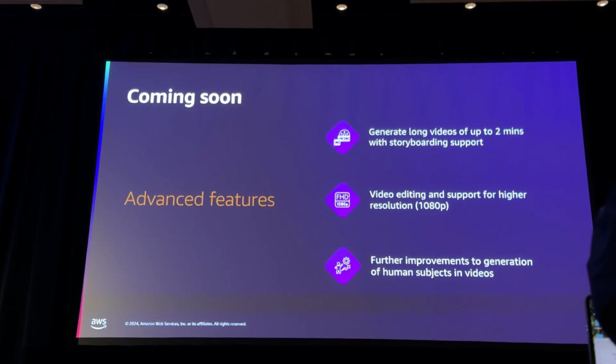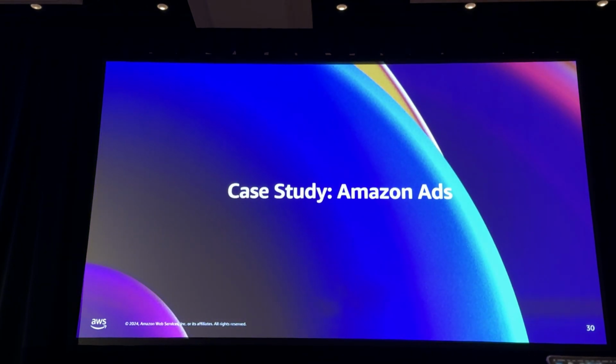Just like we have improved Titan Image Generator to get to Nova Canvas over the past year, we're also working on improving Nova Reel to further improve a lot of different aspects of video generation, such as human generations and certain things which are much more complicated from a video generation standpoint. And those improvements will also be coming soon as we go into 2025.